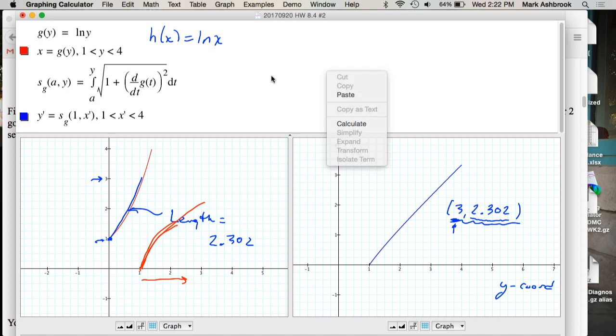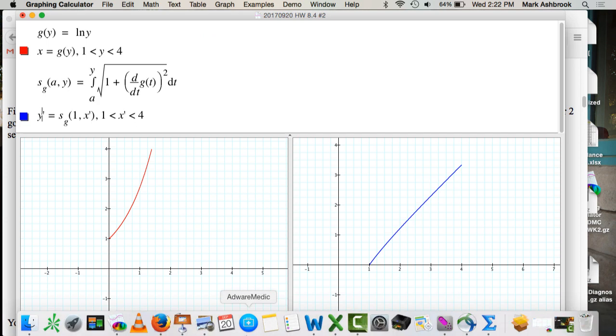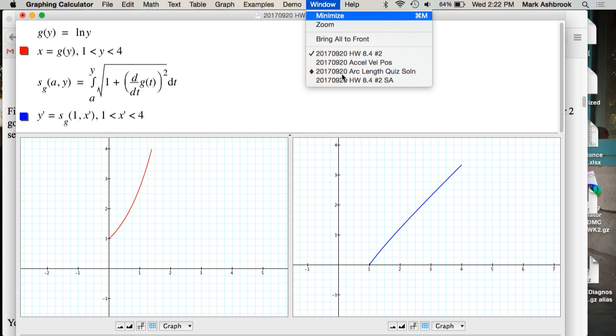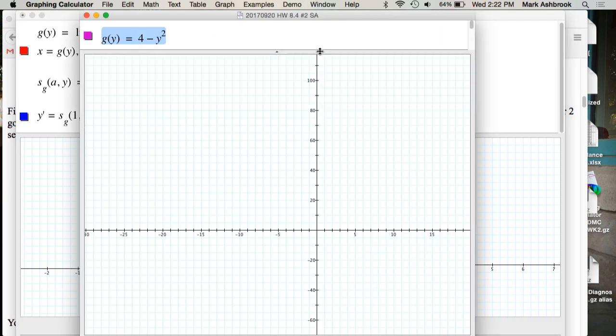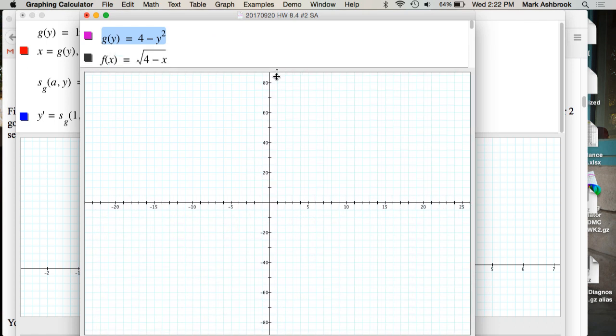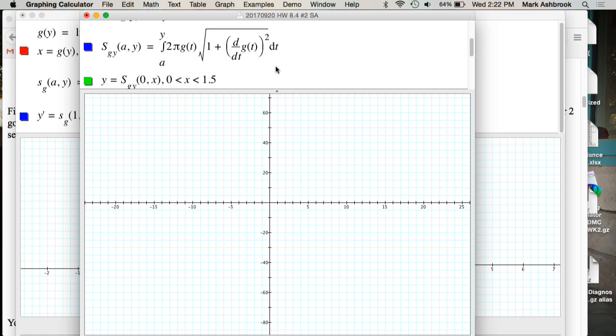Okay, so let's practice again with number 2, the surface area problem. Okay, so we had g of y is 4 minus y squared. And we want to graph that from, hold on a second, here.